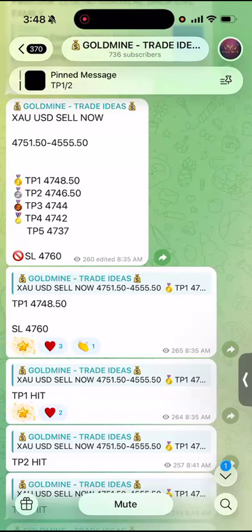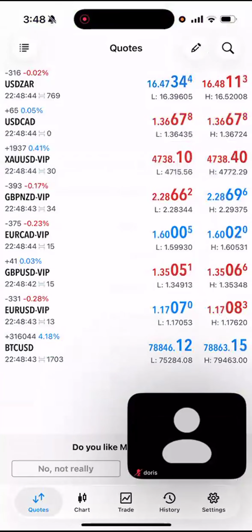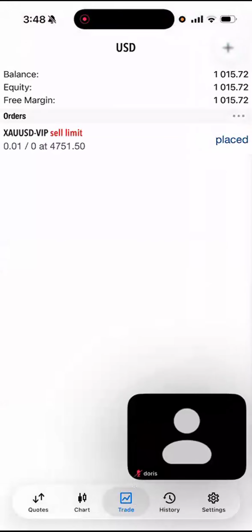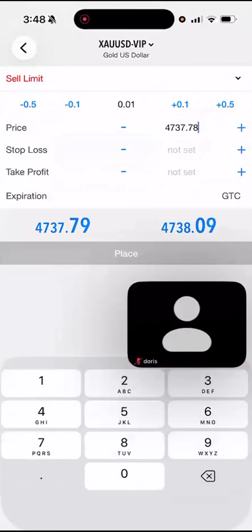Another thing that I do is, if I'm going to be taking two positions, I know there was a file that was shared, and I think I'm going to still look for that file. But the next thing I'm going to do, guys, is check 4751 to 4555. Now the midpoint between them is 4753.5. So after taking my first position at 4751.50, the next one I will take depends on how much I'm willing to risk, guys. Take note of that too.